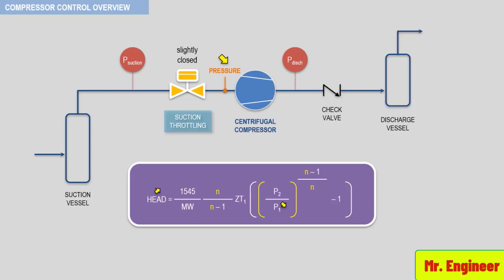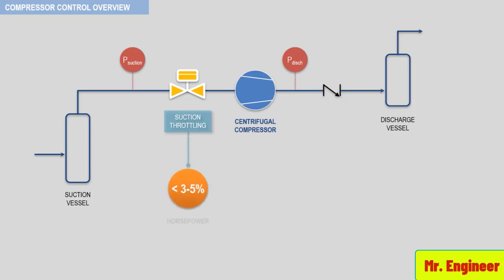Usually, suction throttling requires 3 to 5% less horsepower than discharge throttling for the same reduction in flow rate. Keep in mind, the greater the head rise of the performance curve, the greater the savings due to suction throttling over discharge throttling.